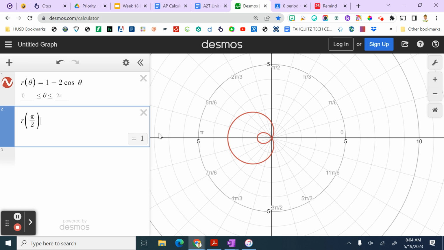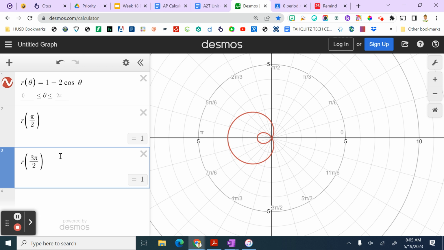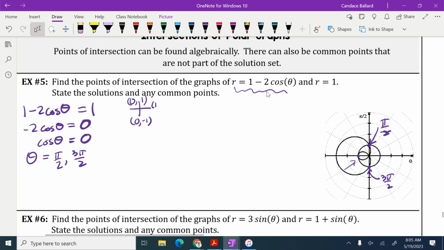So we notice that our answer is 1, right? Which is what we expected. And then we're going to do R of 3 pi over 2, which is also 1. So that was the answer that we were expecting, okay? Because they both went 1 ring out. Aren't my answers to this one, no matter what theta I put in, always 1? So we know that on both graphs, the point (1, pi over 2) exists, and the point (1, 3 pi over 2) exists on both graphs. So those are the points of intersection.